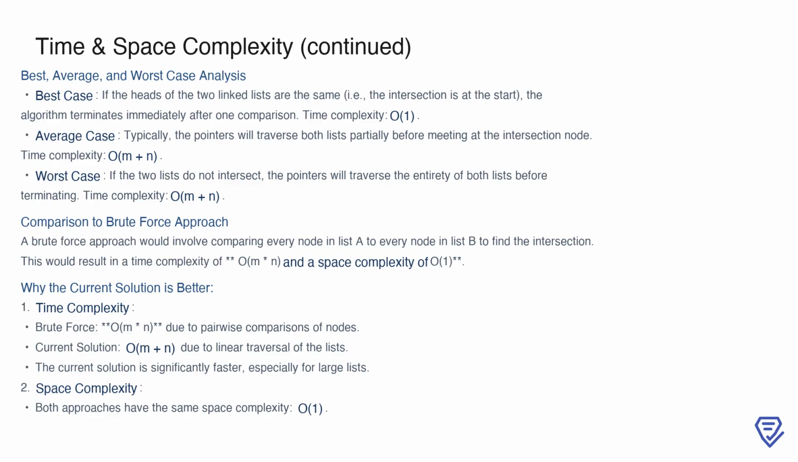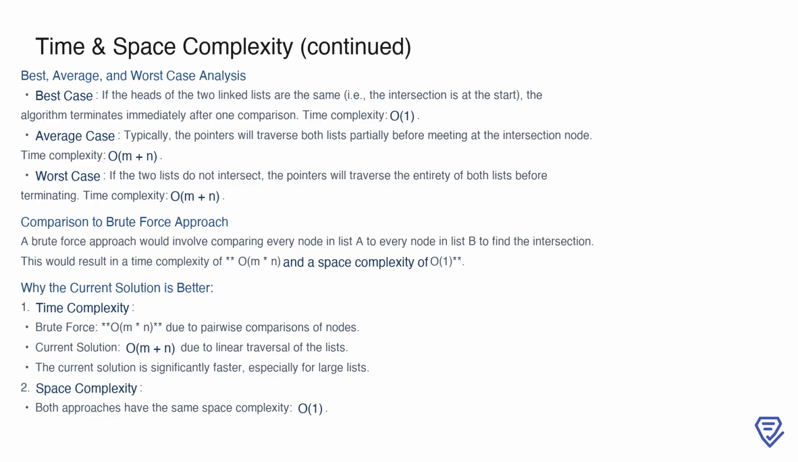When analyzing the algorithm under different scenarios, we see varying performance. In the best case, if the heads of the 2 linked lists are the same, the algorithm terminates immediately after one comparison, resulting in a time complexity of O(1). In the average case, the pointers typically traverse portions of both lists before meeting at the intersection node, which gives a time complexity of O(m plus n). In the worst case, if the 2 lists do not intersect, each pointer traverses both lists fully, resulting in the same time complexity of O(m plus n).